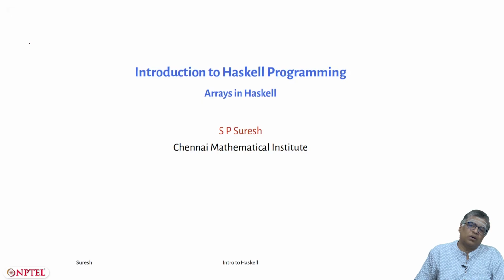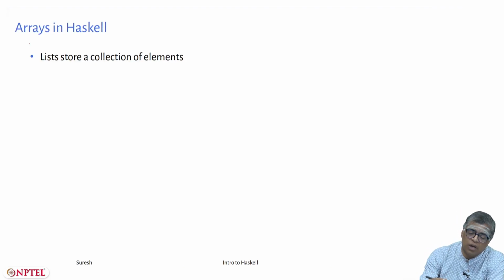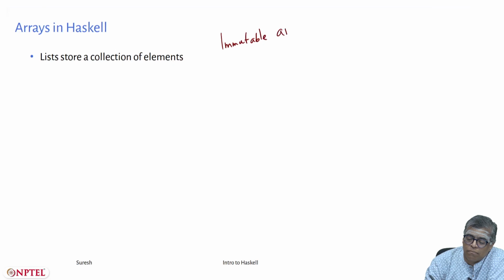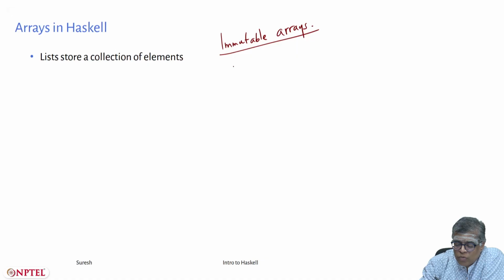In this lecture, we will look at a particular library which is very useful, and this is also a common feature in other programming languages, namely arrays. We will show how to use arrays in Haskell. To be clear, these are what are called immutable arrays. What we mean is that once you create an array, it is very efficient.